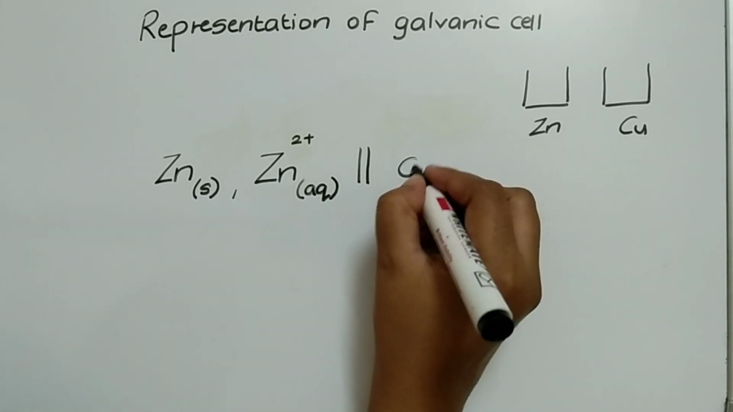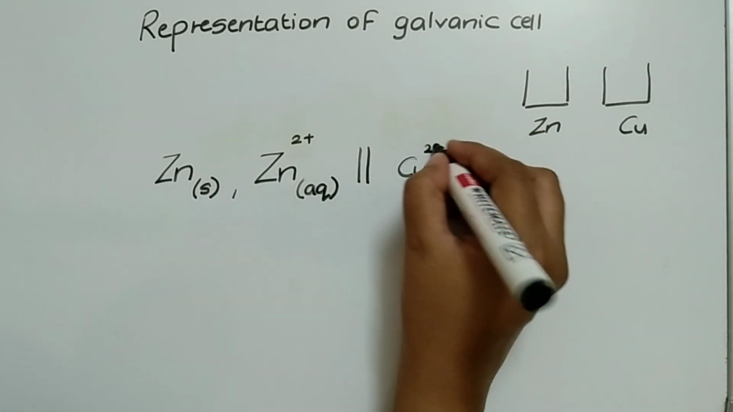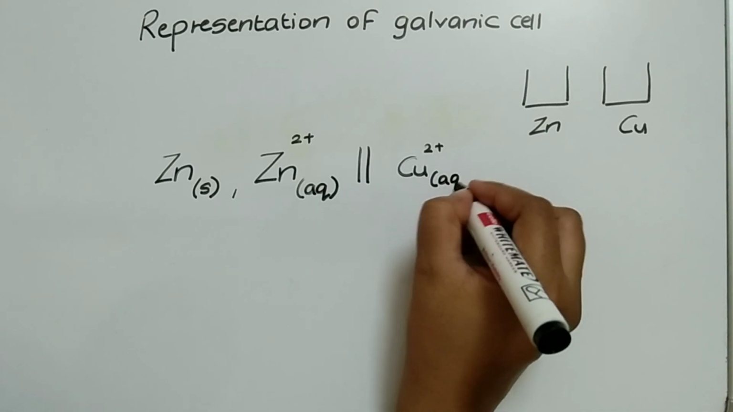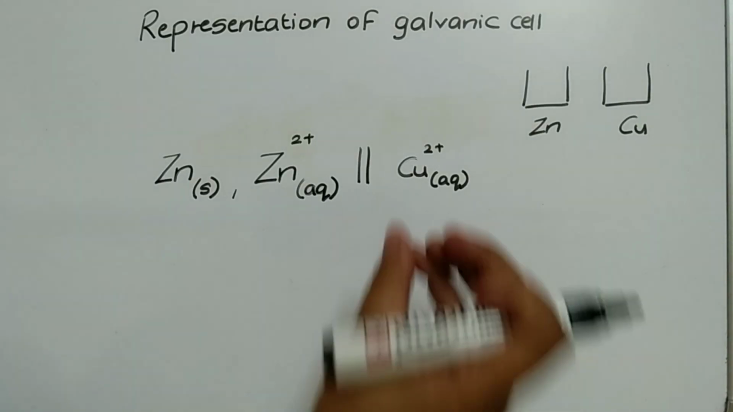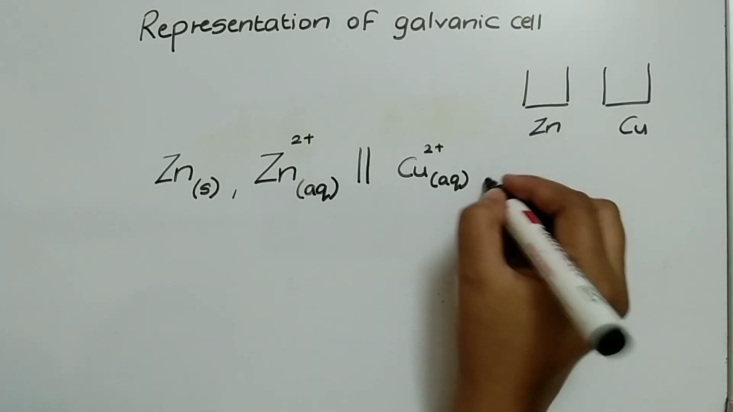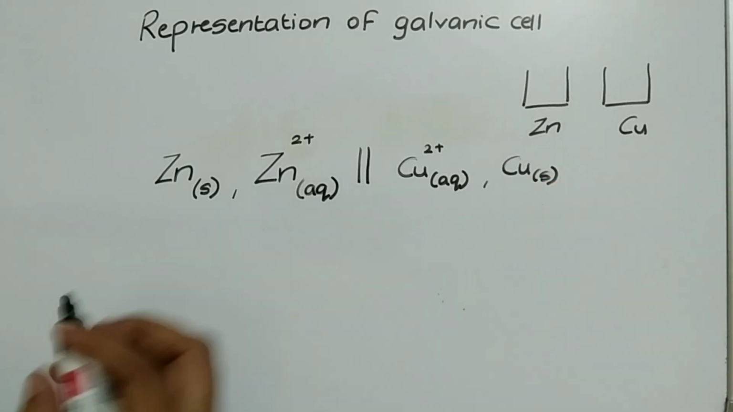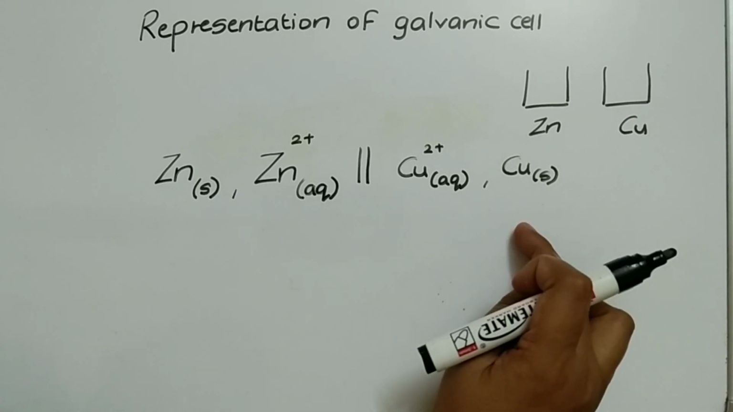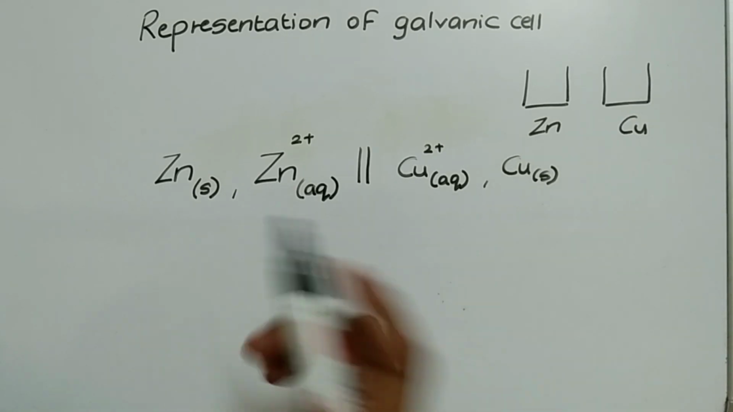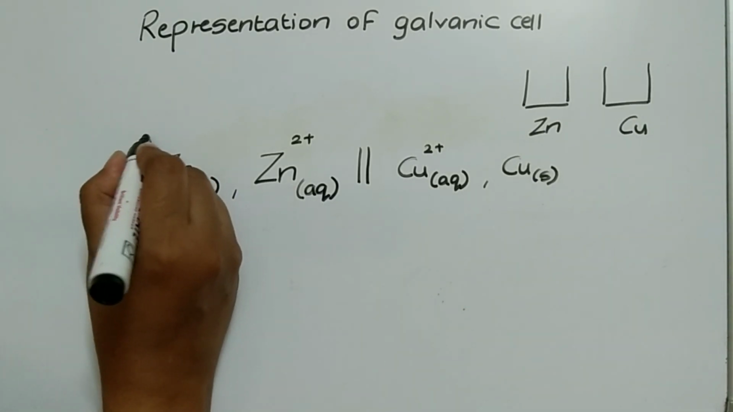Right? Then we go to the next cell. What is the electrolyte filled over there is copper sulfate. We write only the ions, that is Cu2+, which is in the aqueous form, comma, Cu solid. That means which is the electrode in that. So this is the representation of galvanic cell.